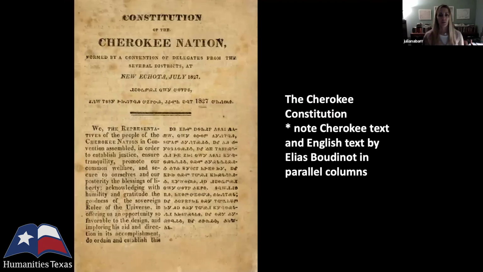They will also write a constitution that very much resembles the United States. And again, what we have to remember is they are not aping the United States. They're trying to make their nationhood visible to the United States. So what you will note, right, is that it is written in Cherokee as well as English. The Cherokee is for the Cherokee. The English is so that US officials can read this document and understand what it is telling them about Cherokee governance and nationhood.